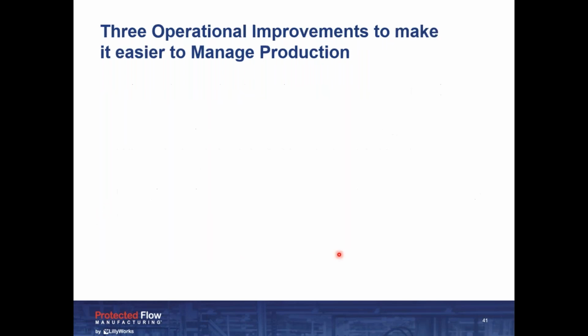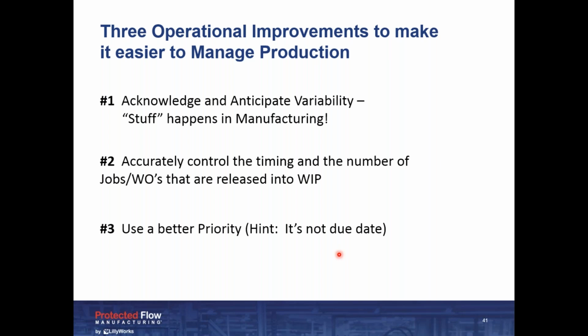We talked about the 3 operational improvements, or 3 operational concepts and principles, that need to be applied to truly improve the speed of flow of material through our shop. So acknowledging, even anticipating, that stuff happens in manufacturing, right? Anticipating that variability. Controlling how much and how many jobs go into WIP so that whatever is in WIP, per Little's law, is going to be able to flow more quickly and spend less time in WIP.